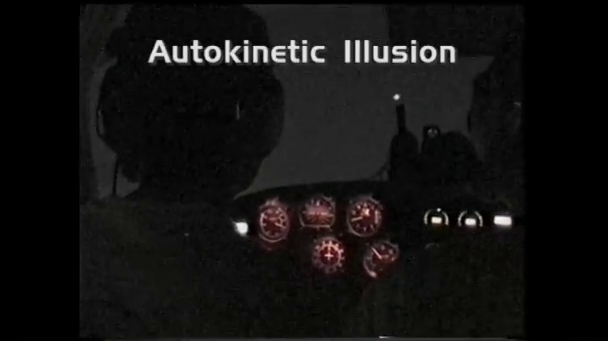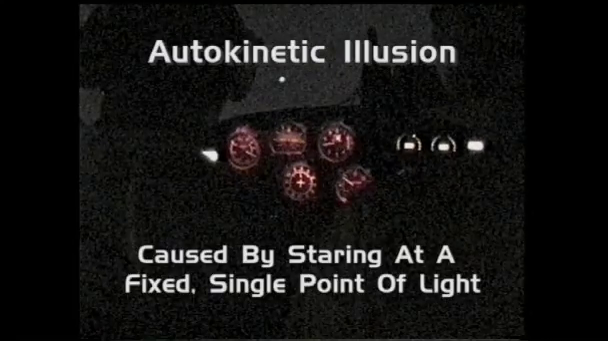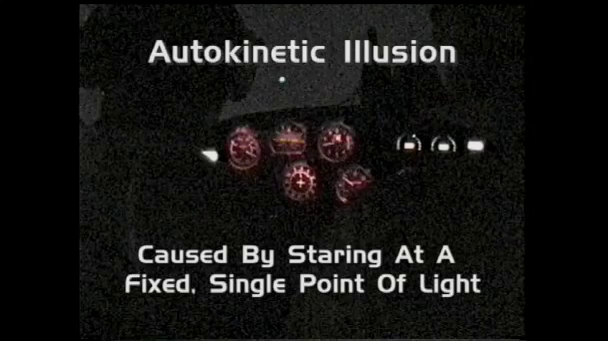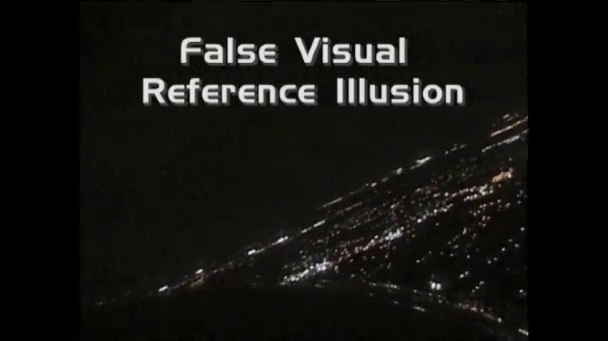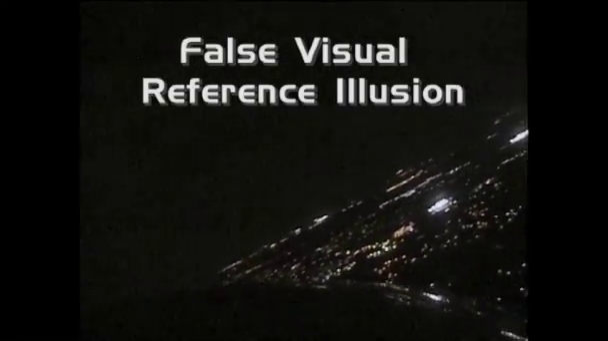Autokinetic illusion gives you the impression that a stationary object is moving in front of the airplane's path. This is caused by staring at a fixed single point of light, such as a ground light or a star, in a totally dark and featureless background. The illusion can cause you to have a misperception that such a light is another aircraft on a collision course with you.